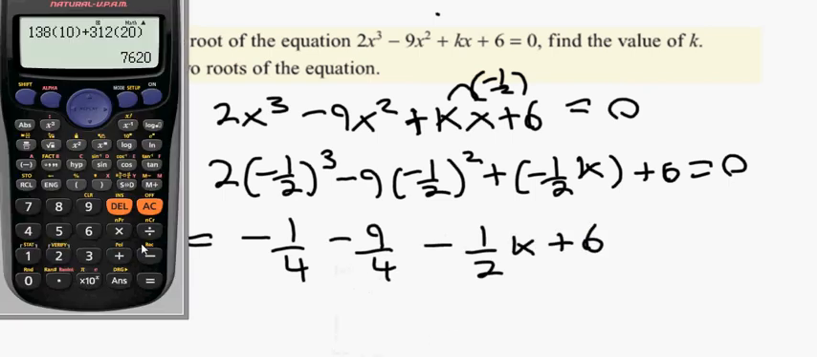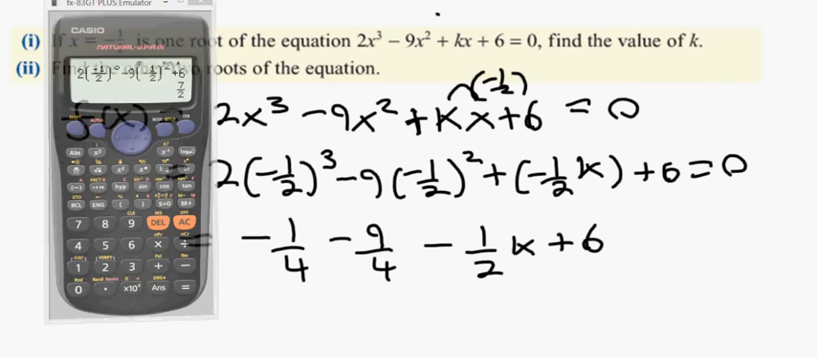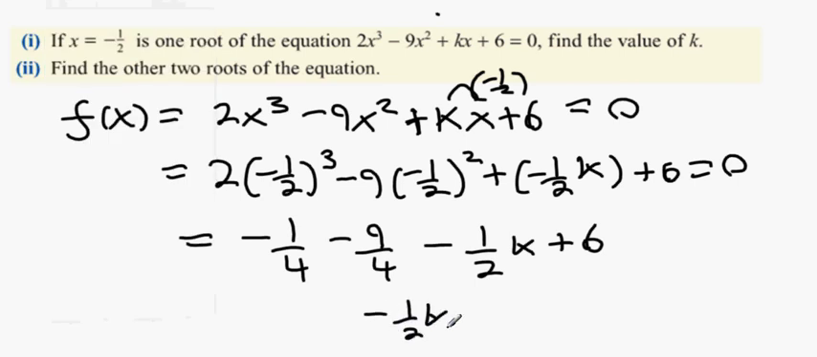So what I can do here is, might as well just use a calculator anyway, to be honest. So I'm just going to get 2 times minus a half cubed, minus 9 times minus a half squared, plus 6. I'm just ignoring the minus a half k part, and we can see it's 7 over 2. So minus a half k plus 7 over 2 equals 0.